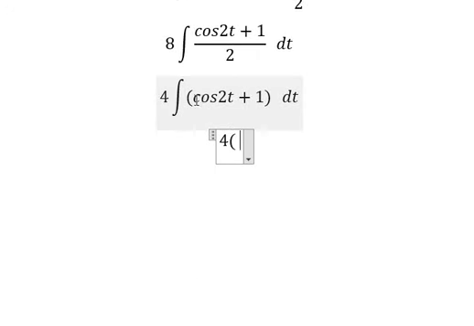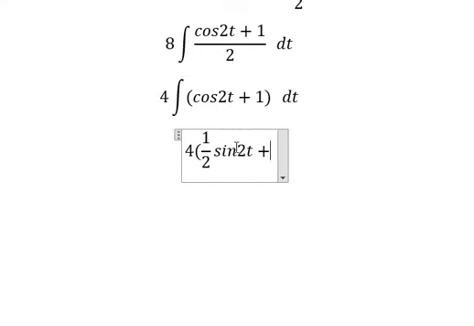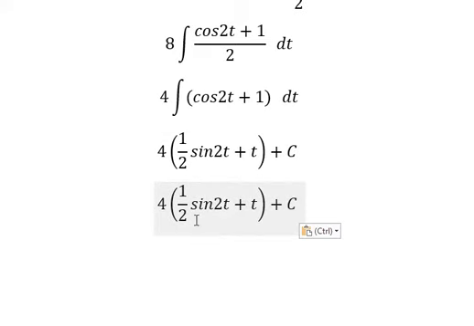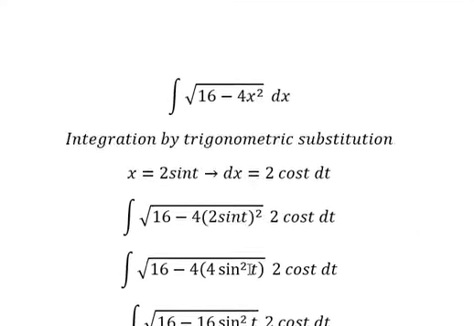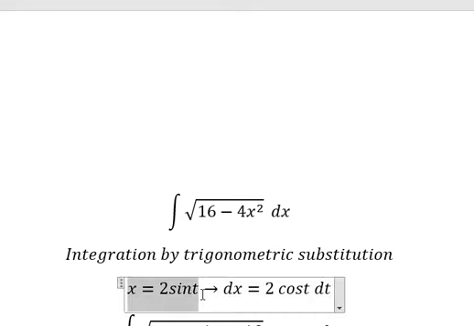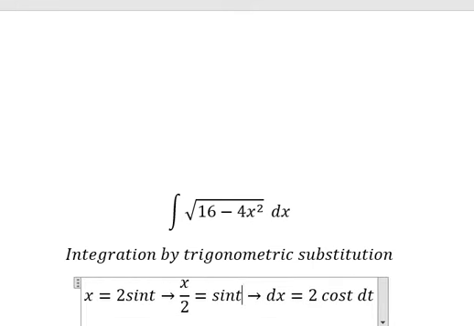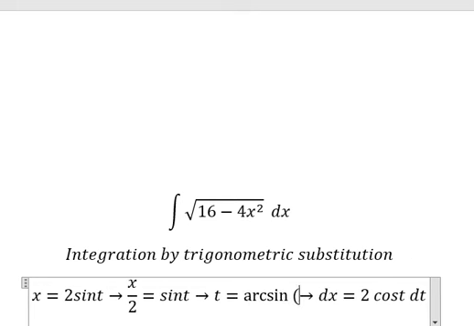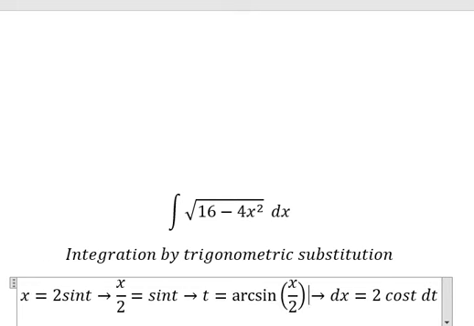The integration of cosine 2t, we have 1 over 2 sine 2t. 1, that is about t, and I will put c. About t, that is about this one. So we divide both sides by 2. And now we have t equals to arc sine of x over 2. And now I will put this one to change for t.